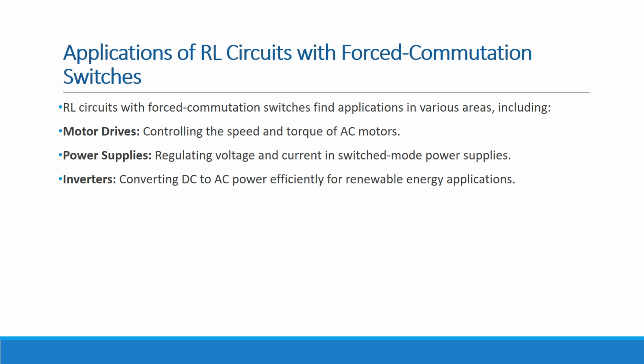Applications of RL circuits with forced commutation switches. RL circuits with forced commutation switches find applications in various areas including motor drives, power supplies, and inverters. Motor drives: controlling the speed and torque of AC motors. Power supplies: regulating voltages and current in switched mode power supplies. Inverters: converting DC to AC power efficiently for renewable energy applications like solar power.